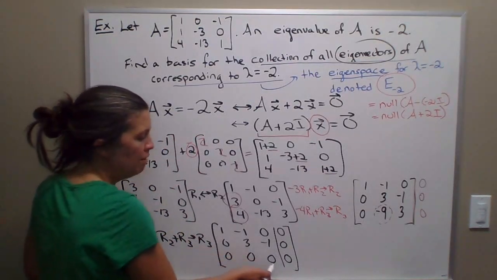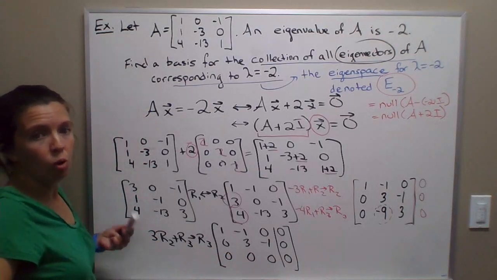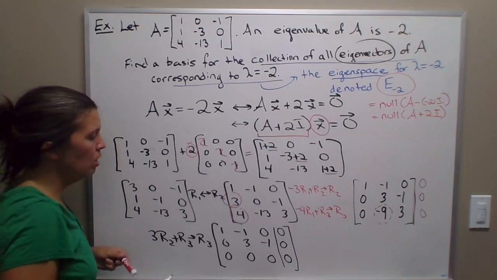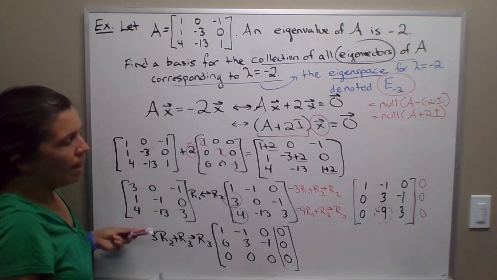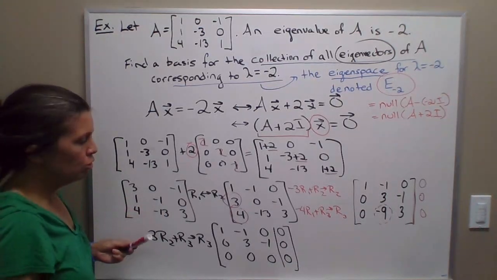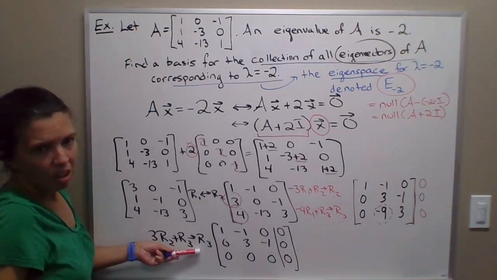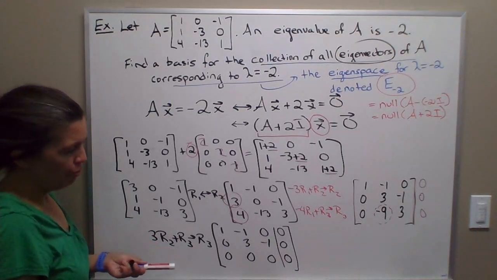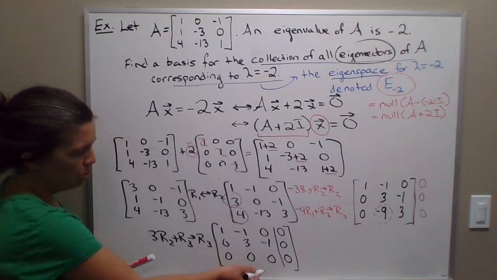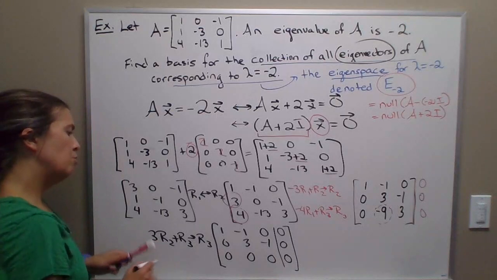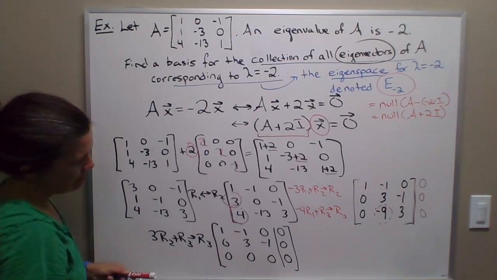And if you get a pivot in every column, your solution set is just the trivial solution, the 0 vector. So eigenvectors have to be non-trivial solutions, which means you're going to have a free variable when you reduce this. So that's just a way to catch yourself if you've made a mistake and you end up with only the trivial solution, then you know something's gone wrong. Okay, so we want to describe this solution set.